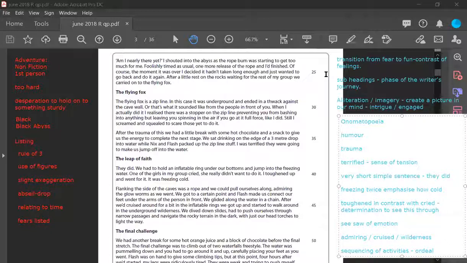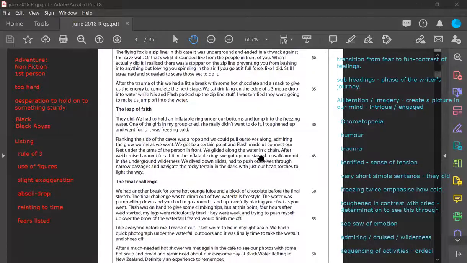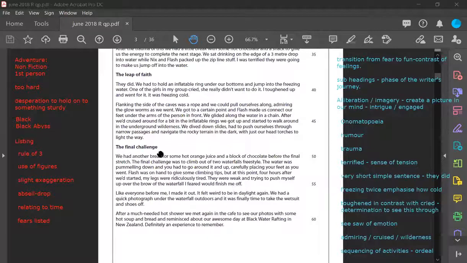All right, okay, moving on just a little bit more left. Let's just finish this quickly. The final challenge. So, end of our ordeal. Let's see what happens here. We had another break for some hot orange juice and a block of chocolate before the final stretch. The final challenge was to climb out of two waterfalls freestyle. The water was pummeling down, and you had to go around it and up, carefully placing your feet as you went. So, the word final, the word pummeling, all of them together.